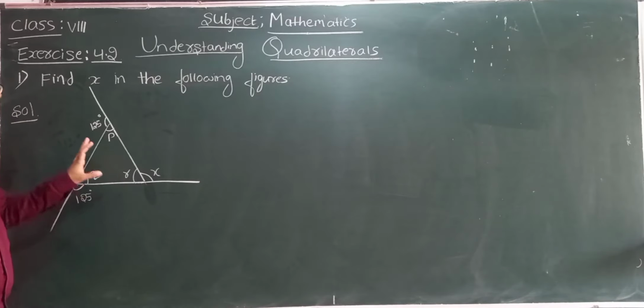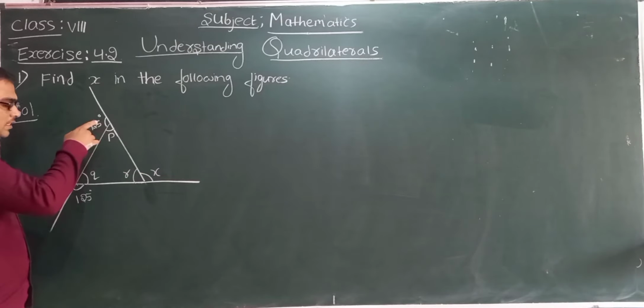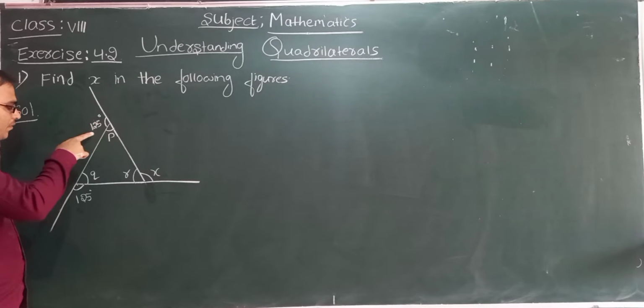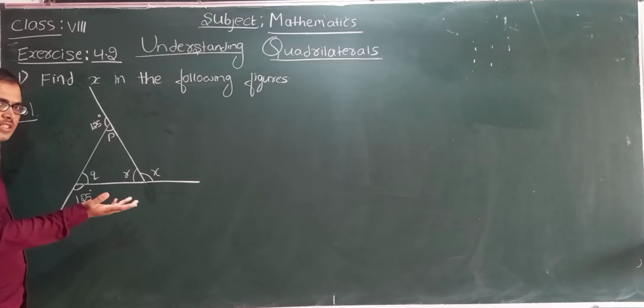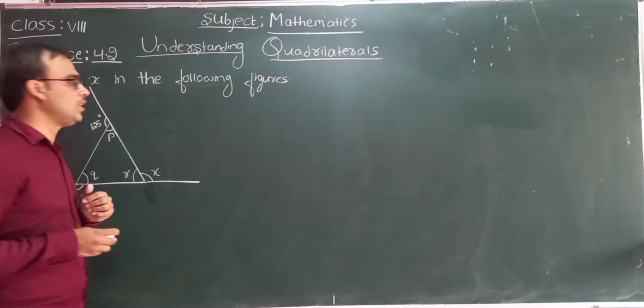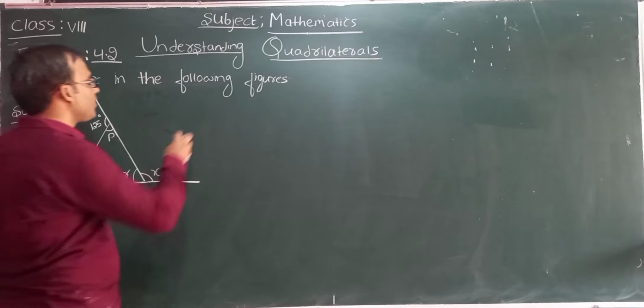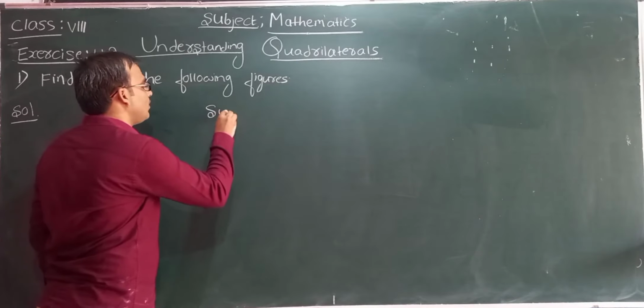Suppose we need to find the value of the exterior angle, that is x. Then we need to subtract the sum of these from 360 degrees. Or we need to find the value of P and the value of Q, then using the exterior angle property we can find the value of x. First we'll solve with this one, that is, the sum of exterior angles is equal to 360 degrees.